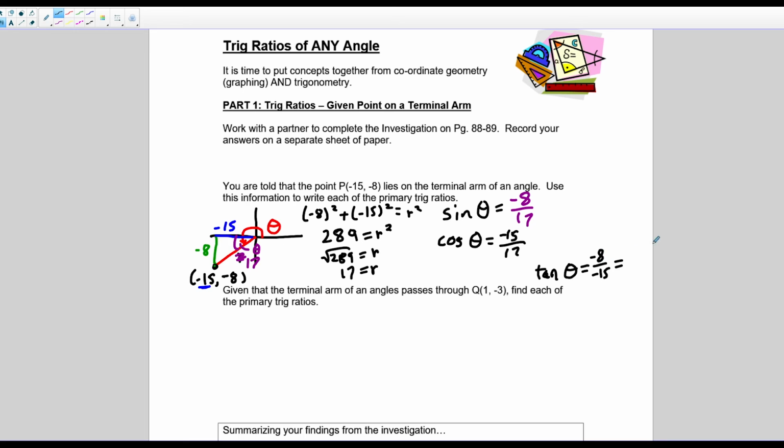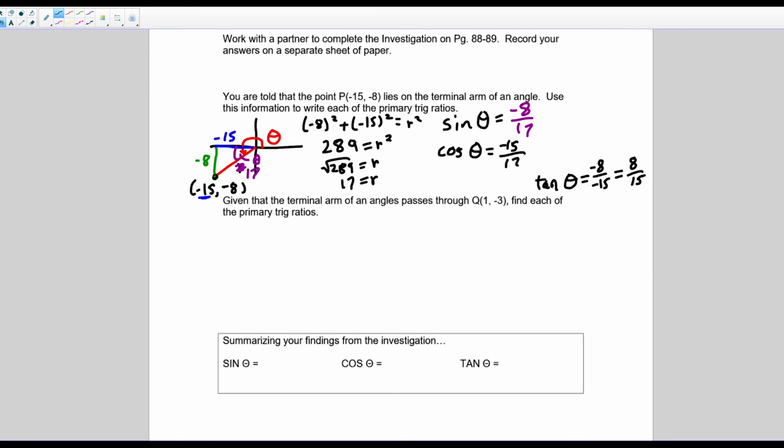And when you divide two negatives, we end up with a positive. So we have positive 8 over 15. Here you can pause the video and try out this next example on your own.